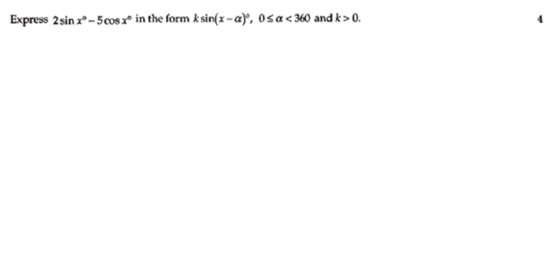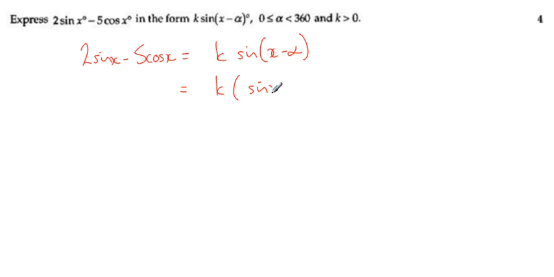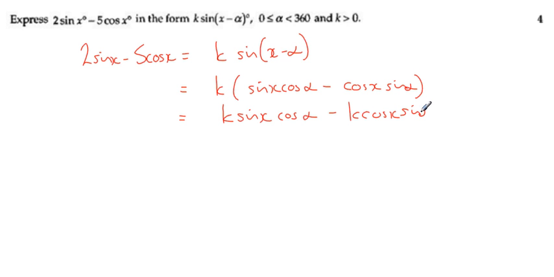Okay, looking at the next one, got a very similar idea. 2 sin x minus 5 cos x is equal to k sin(x minus alpha). Making sure we get a right expansion, that's going to be sin x cos alpha subtract cos x sin alpha. And then multiplying out is k sin x cos alpha minus k cos x sin alpha.